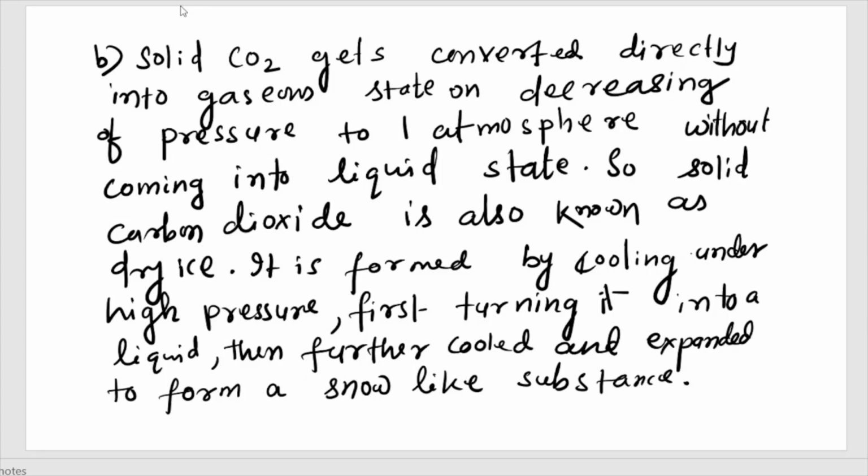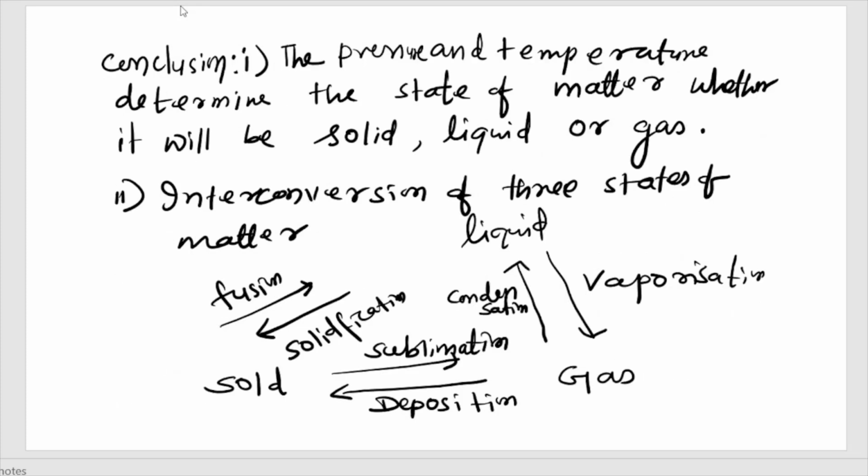What is the full form of dry ice? Solid carbon dioxide. It is formed by cooling under high pressure. Remember, under high pressure it cools and first turns into a liquid, which is further cooled and expanded to form a snow-like structure. That is called solid carbon dioxide, also called dry ice. So here, see how dry ice changes.